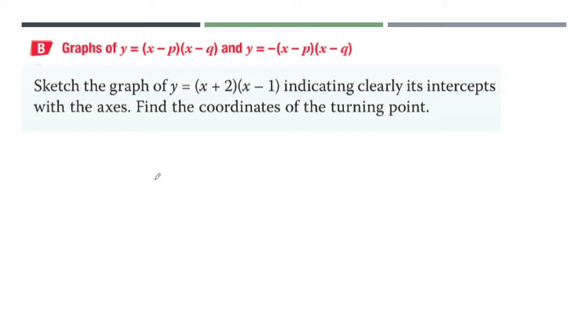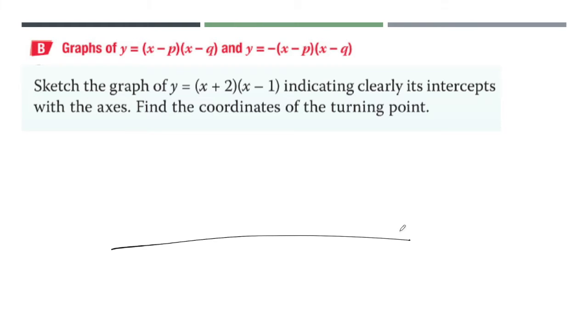Now we'll move on to part 2 of graph sketching. This is the second kind of equation that you will encounter, which is in the factorized form. In the previous video, we talked about the completed the square form. And in this video, we're going to talk about how to sketch a graph in factorized form.